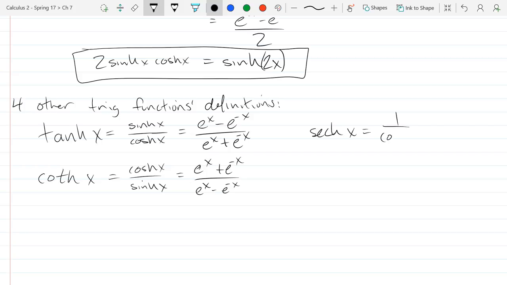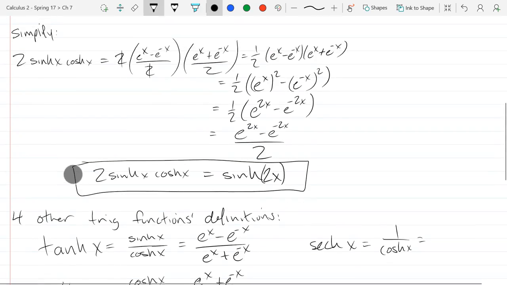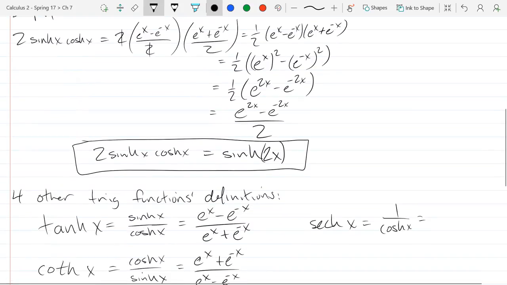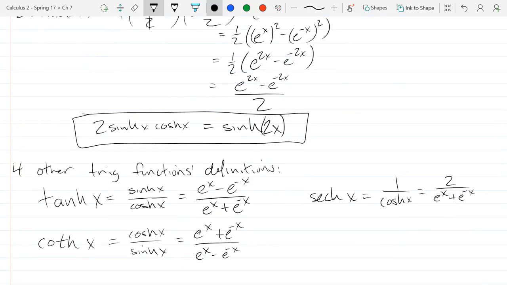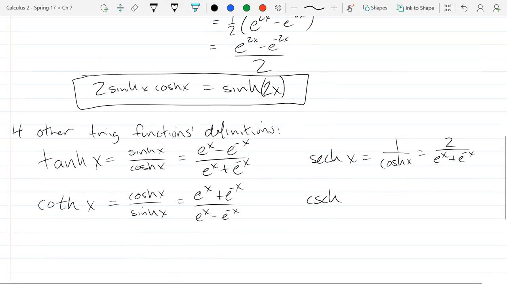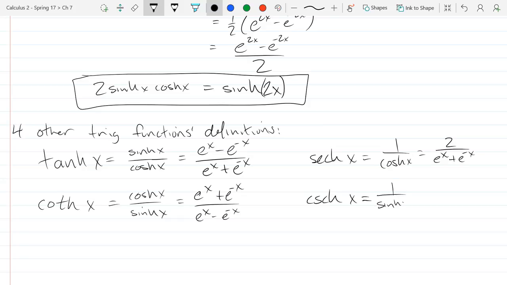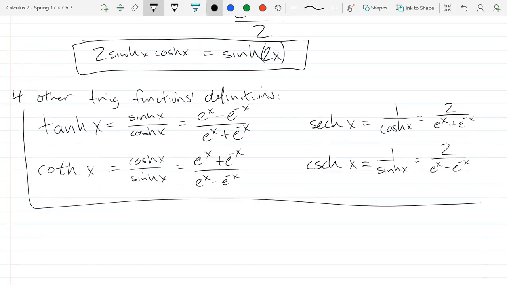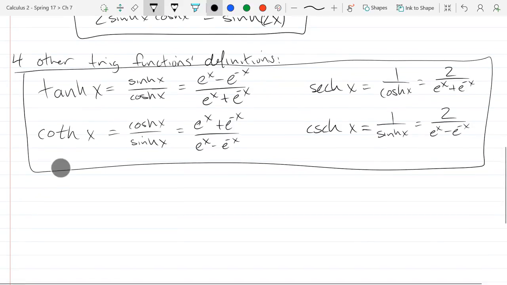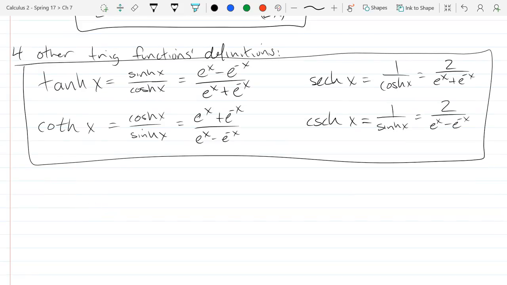So that is 1 over cosh hyperbolic, which is the reciprocal of the hyperbolic cosine definition. So it's 2 over e to the x plus e to the minus x. And, definitely can't pronounce 4 consonants in a row, csch. And this is 2 over e to the x minus e to the minus x. Probably not worth putting boxes around all this, but I'm going to anyways. These are other definitions. And some identities.